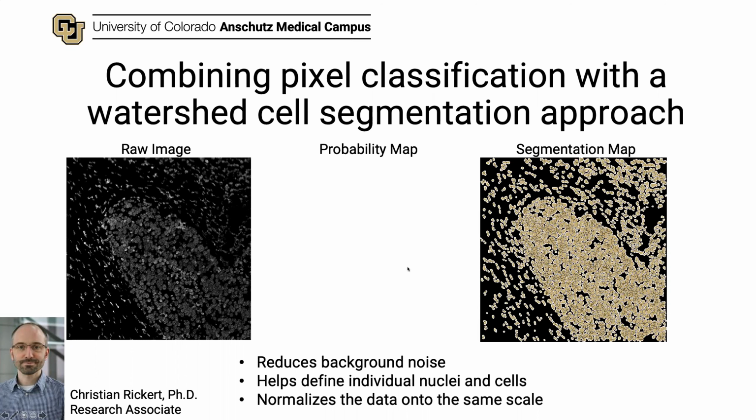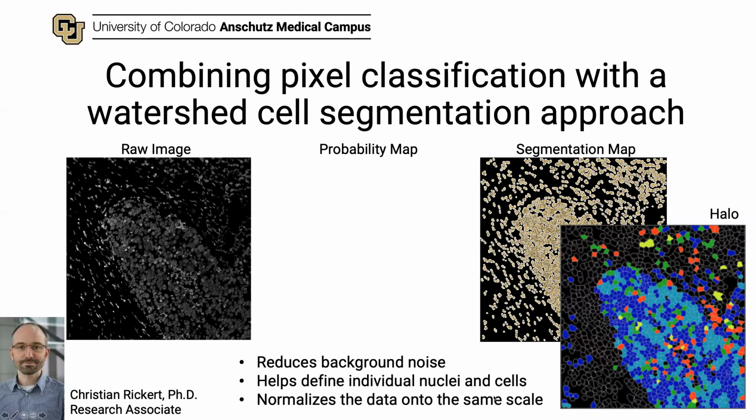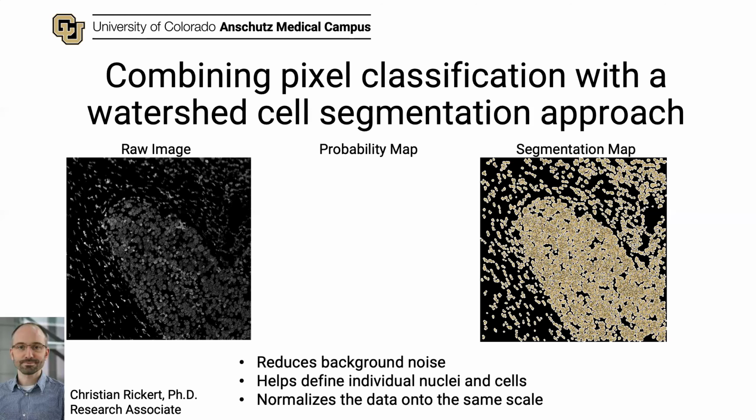So the generation of this probability map solves a few problems, and we noticed that it was solving these problems as we were going through this process of developing the cell segmentation workflow. It reduces the background noise. It gets rid of sparse pixels that are sort of in between areas. It helps define individual nuclei and cells, and it normalizes the data onto the same scale. And this actually became really important later on when we were starting to think about the problems we were encountering with phenotyping.